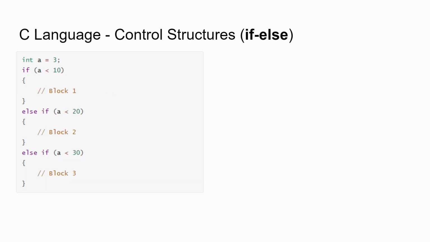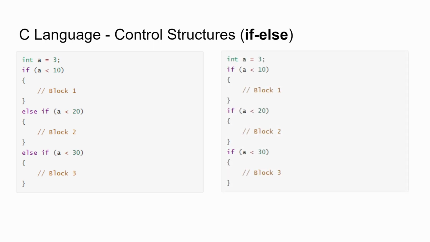Now what happens in a situation like this where we have if, else if, else if? If I was to take away the else statements, like on the right-hand side, what would change here? On the left, A is equal to 3. So we're going to evaluate A is less than 10. It's true. We're going to do what's in block 1, and then we're going to jump down here to where the orange arrow is. We're going to jump to after the last else statement because we already hit the case we needed, and everything else is just if we fail.